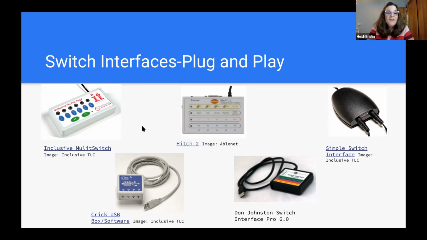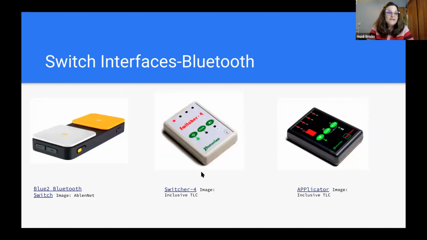Then there are the Bluetooth switches. Has everybody used a Bluetooth one? They're pretty easy. It's probably one of my favorite wireless ones because it's kind of a no-brainer. And then there are a couple of Pretorian ones: the Applicator, the Switch to Scan, the Switcher 4. So there's a variety of those and they work pretty well.